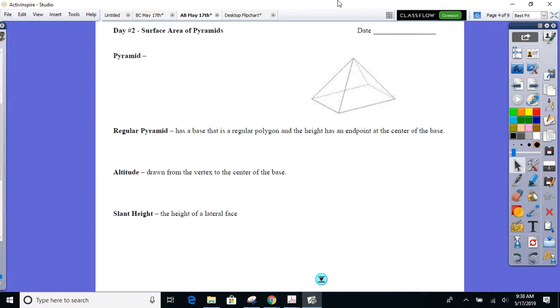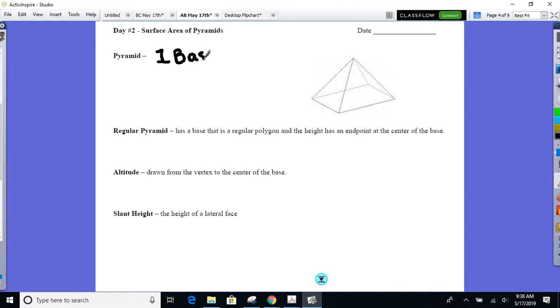Next one today, pyramid. Big difference between a pyramid and the prisms we did yesterday. How many bases did the prisms have yesterday? Always two. Pyramid, one base. All right, let me talk to you about that base too. Okay, so pyramid's got one base, always regular.